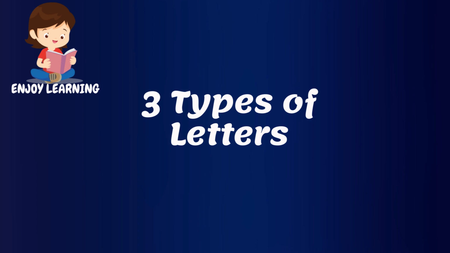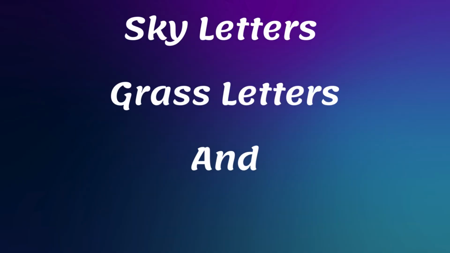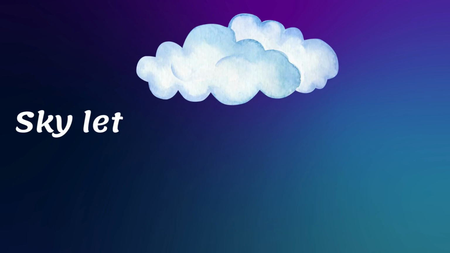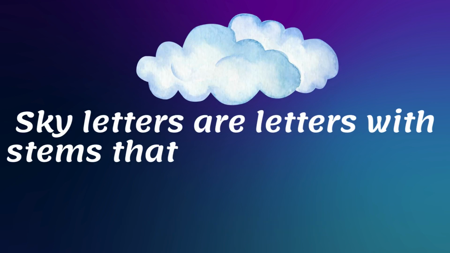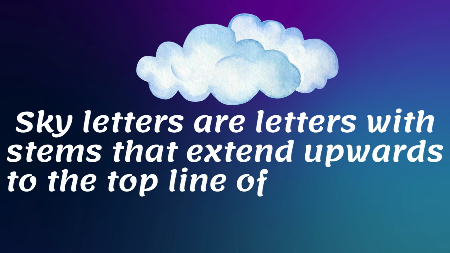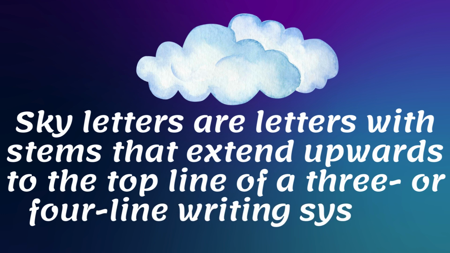Let us learn three types of letters: sky letters, grass letters, and root letters. Sky letters are letters with stems that extend upwards to the top line of a 3 or 4 line writing system.